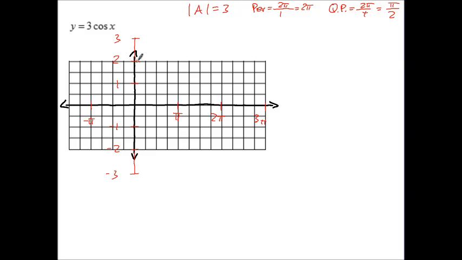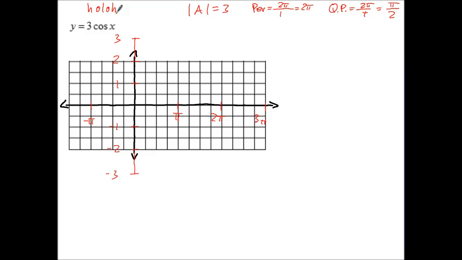Also, let's remember our memory trick. This is a cosine function, so this is holo. And now we're finally ready to plot our 5 key points. But now let's remember that the amplitude is 3. That means when we used to use the point 1, we now have to plot 3. When we used to use the point negative 1, we now have to plot negative 3.